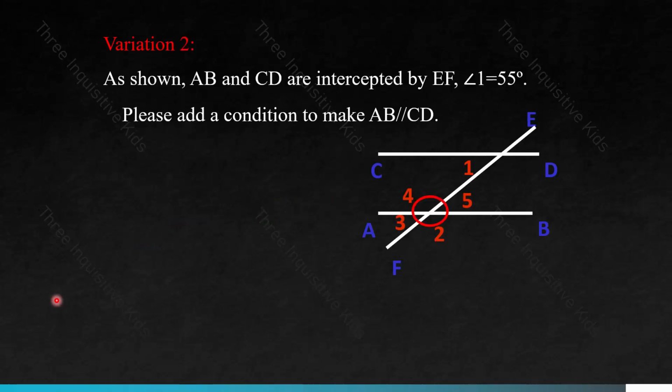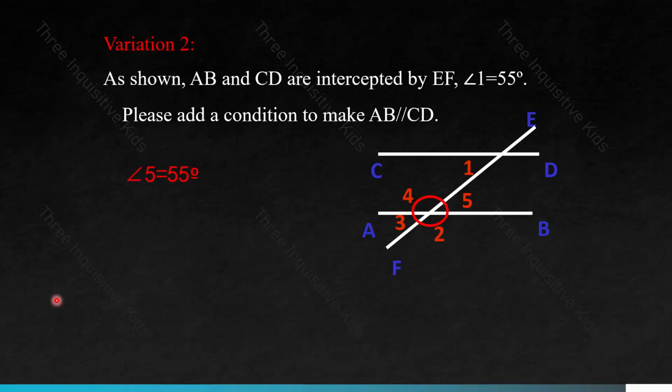Here's another variation. As shown, A, B, and CD are intercepted by EF, and we know that angle 1 is equal to 55 degrees. Add a condition so that AB is parallel to CD. What other condition do we need to know so that AB parallel to CD is valid?